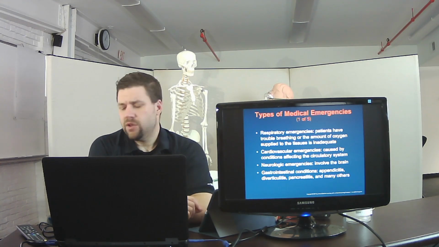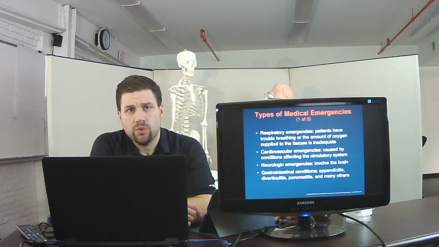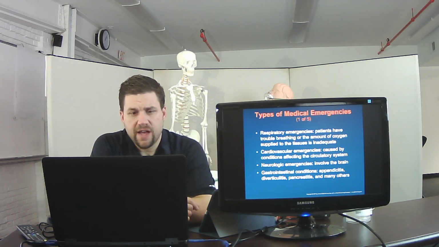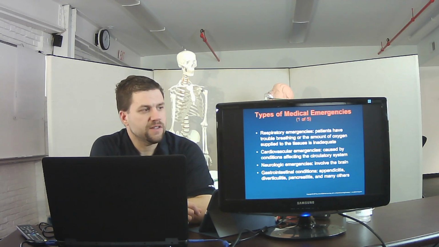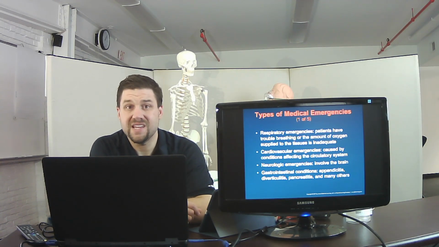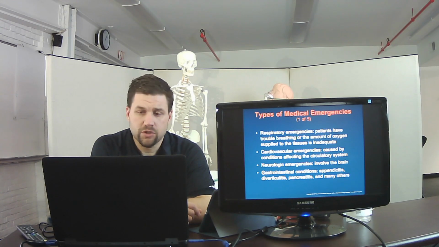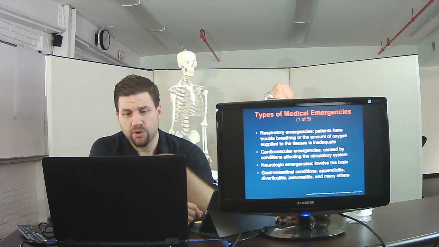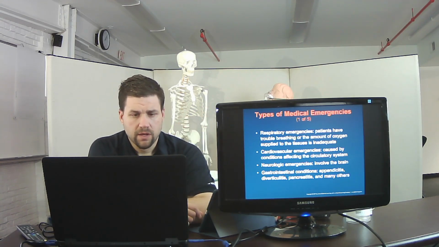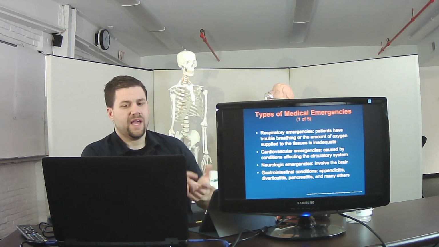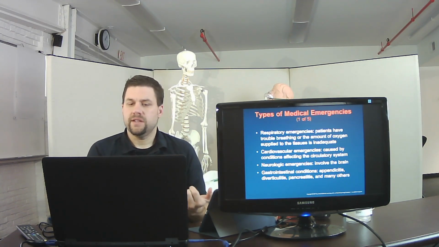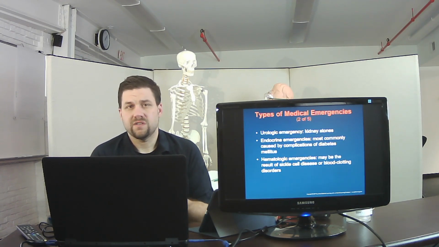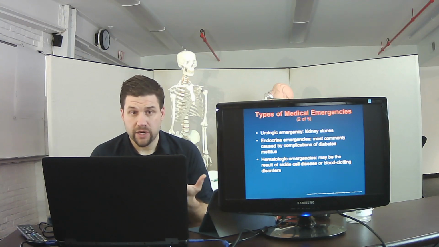So some of the types of medical emergencies that we're going to see: respiratory emergencies, very prevalent right now. Patients have trouble breathing, where the amount of oxygen that's being supplied to the tissues becomes inadequate. Cardiovascular emergencies, those are caused by conditions affecting the circulatory system. Neurologic emergencies are things that are involving the brain: strokes, aneurysms. Gastrointestinal conditions like appendicitis, diverticulitis, pancreatitis, and many others. We're going to talk about those, as well as urologic emergencies, kidney stones, problems with urinating.